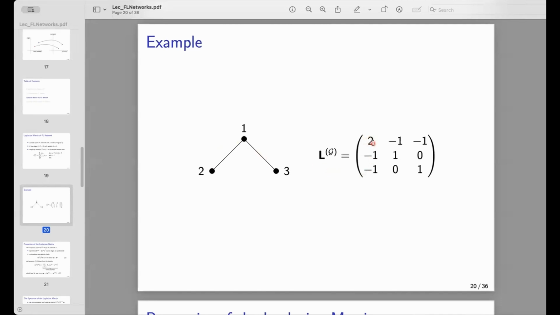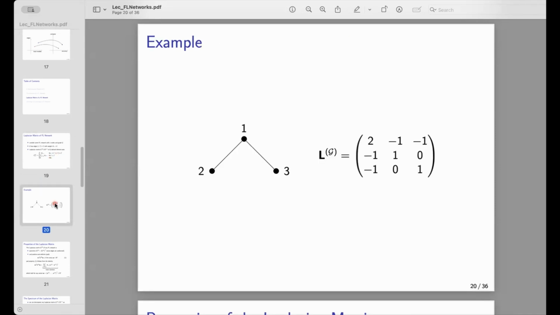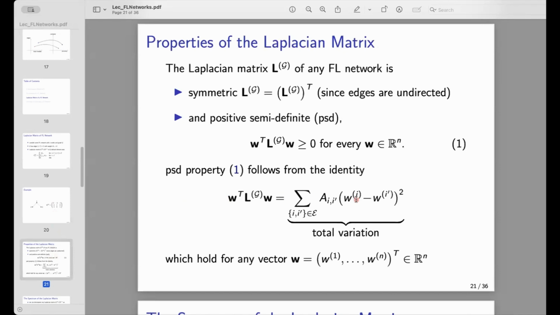And in the main diagonal, we have the weighted degree. So for example, node 1, the first main diagonal entry, has 2 edges coming out of it with unit weight, so the sum is 2. Node 2, the second element in the main diagonal, has 1 edge with unit weight, so the degree is 1, and similarly for the third node. So this is a very straightforward way to construct the Laplacian matrix for each graph. And it turns out that this Laplacian matrix has many useful properties that tell us a lot about the structure of a federated learning network.